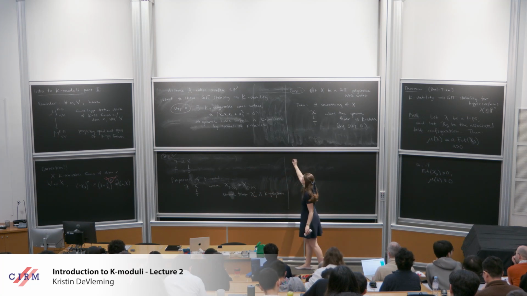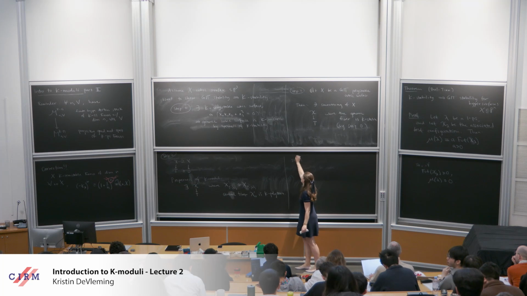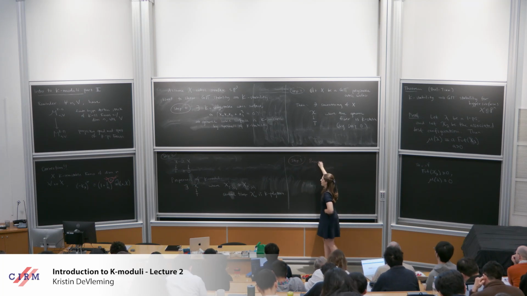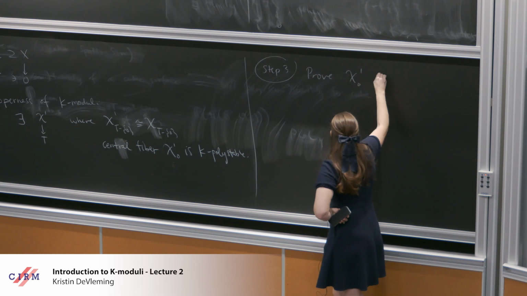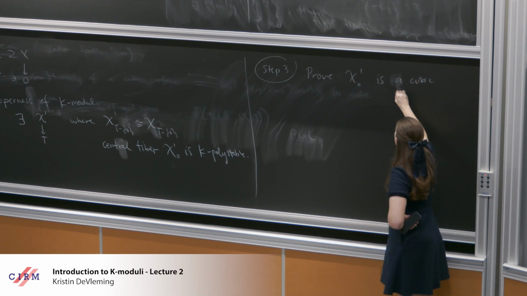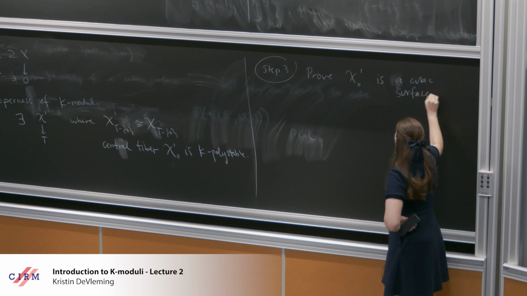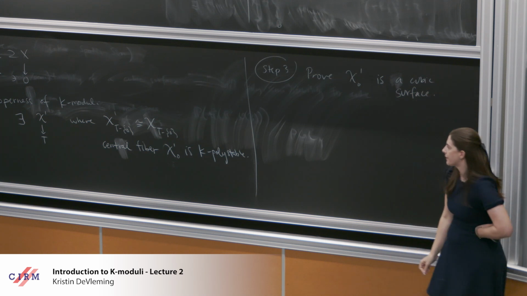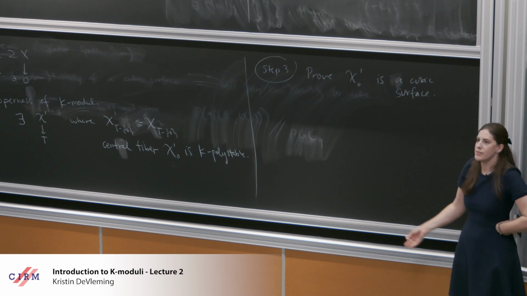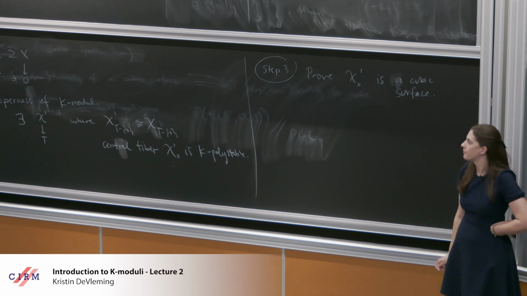Okay, so step 3, this is why we have to do step 3. We'll write that down in a second. But step 3 is to prove that x0 prime is a cubic surface. Right? It still lives inside P3. A priori, it is a K-polystable degeneration of cubic surfaces.